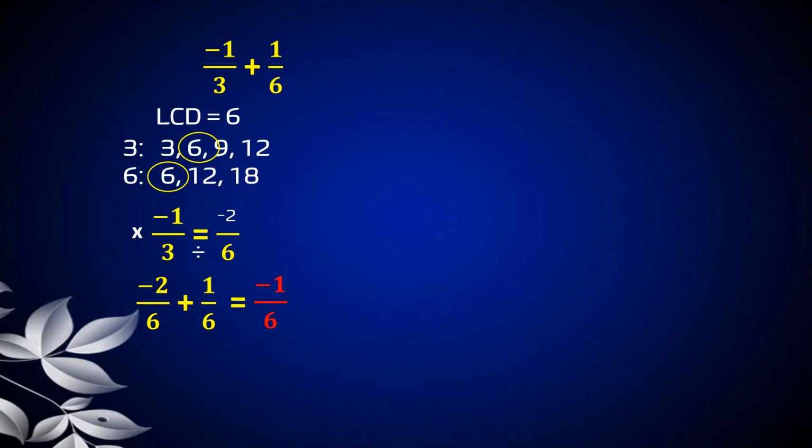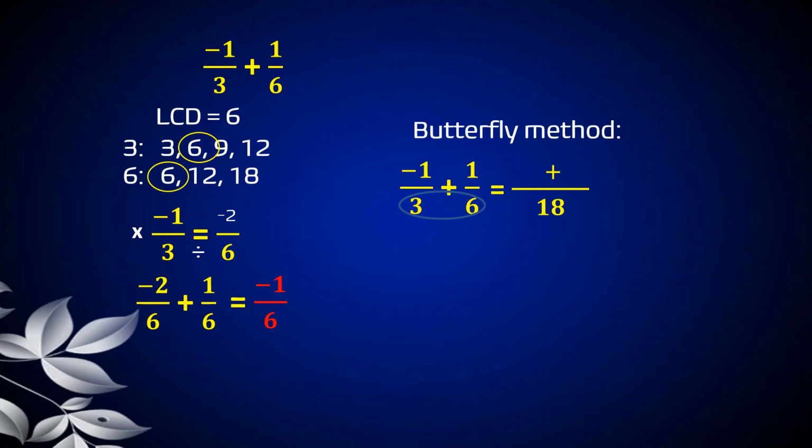So, let's use the other method. Let's use the butterfly method. So, our fraction is negative 1 over 3 and 1 over 6. So, ang unang step kay butterfly method ay multiply ang denominator. So, 3 times 6 is equal to 18.